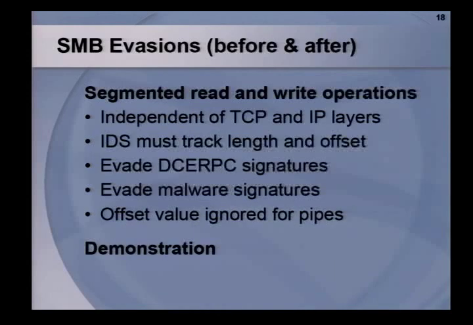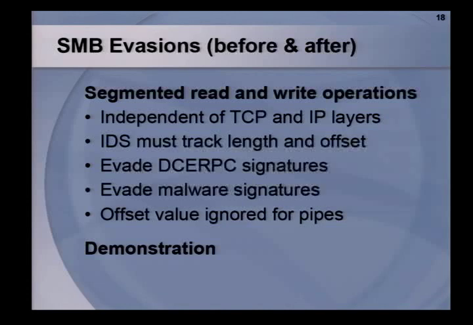SMB evasions, one of the nice ways you can do it is via segmented read and write operations. When you're doing a DCRPC transaction through SMB, there's like five different ways you can do it. You can do it through three different transaction calls. Each of those are slightly different in terms of how they're formatted. You can also do it via read and write calls, just straight open a pipe, read to it, and write from it, and use that to actually do transactions in that pipe.